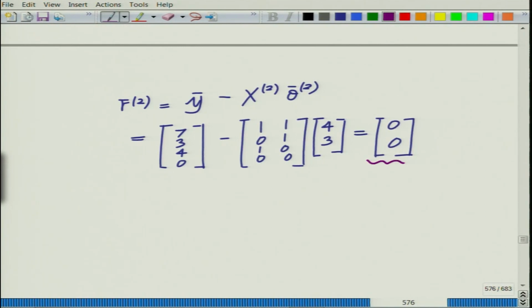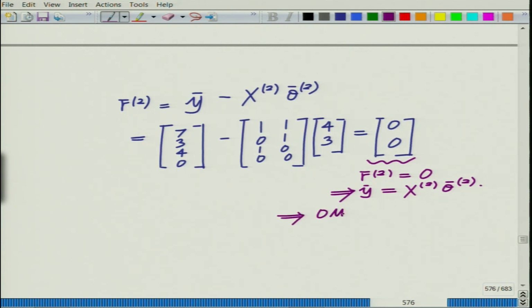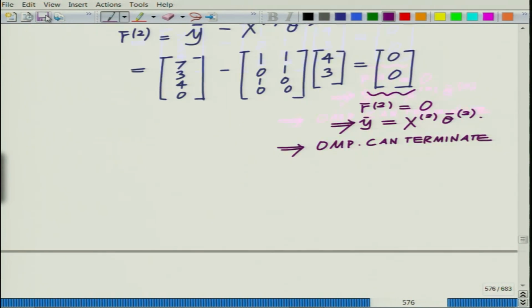So this is your r bar 2, which is equal to 0, which implies that y bar is exactly y bar equals x2 theta bar 2, which implies that the OMP algorithm can now terminate. And remember we have the non-zero coefficients.